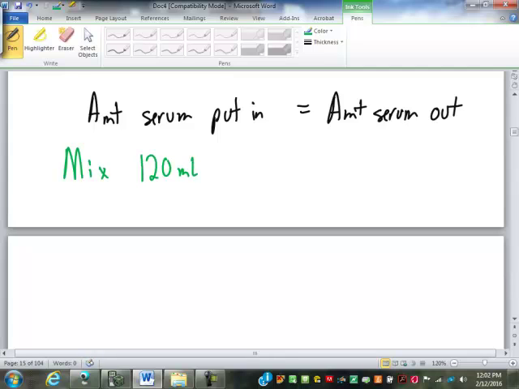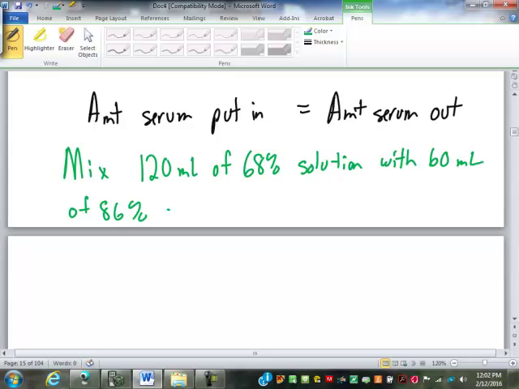120 milliliters of 68% solution with 60 milliliters of 86% solution. And I want to ask you to find the concentration of that final solution. Find the percent of the final solution.